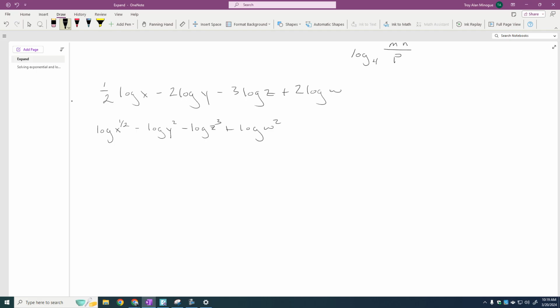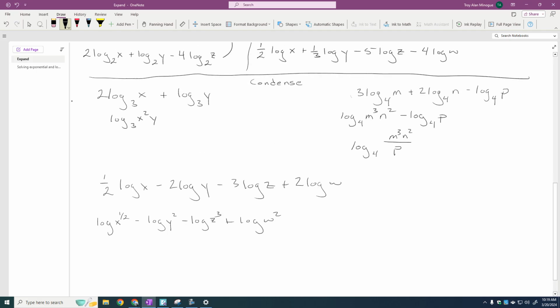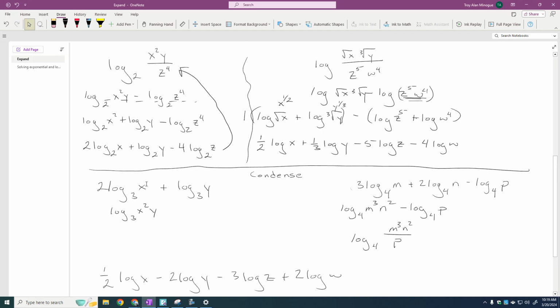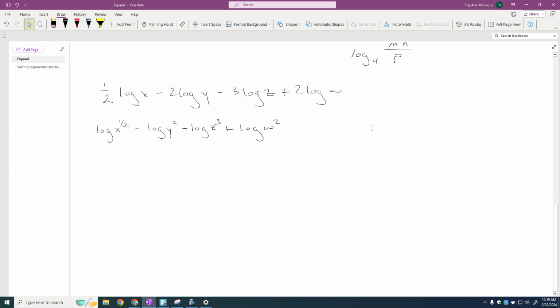Okay, now let's do what we did up here. Notice all of the terms with the negative sign were on the bottom, because when I distribute that negative sign, it makes them all negative. So my shortcut is, if a term has a negative log, it'll be on the bottom. If the term has a positive log, that'll be on the top.